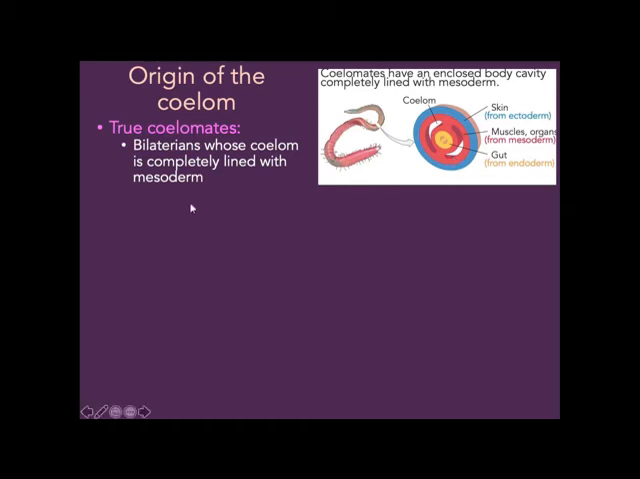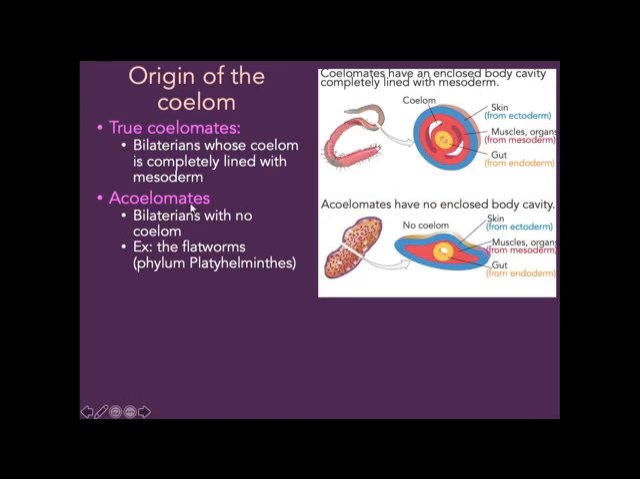An acoelomate has no enclosed body cavity, so you can see there's their gut, right? But we're not talking about that hole. We're looking over here. So they're just like one solid chunk, right? There's no holes in their mesoderm or anywhere else. So the flatworms would be an example of an acoelomate.